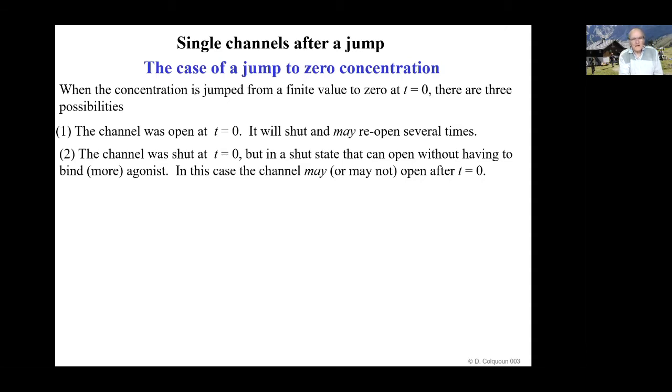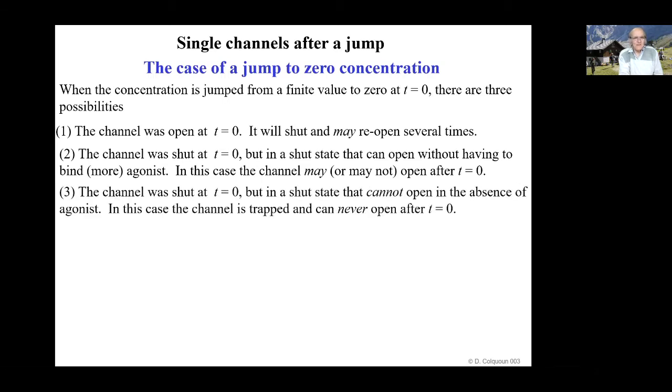It's also possible that the channel was shut at t equals 0, but in a shut state, it can open without having to bind more agonists, because the agonist concentration is 0, so you can't bind any agonist, but it might reopen anyway. Of course, it may not actually reopen, but it can do. And the third possibility is the channel was shut at t equals 0, but it was in a shut state that can't open in the absence of agonist. In this case, the channel is trapped and can never open after t equals 0.